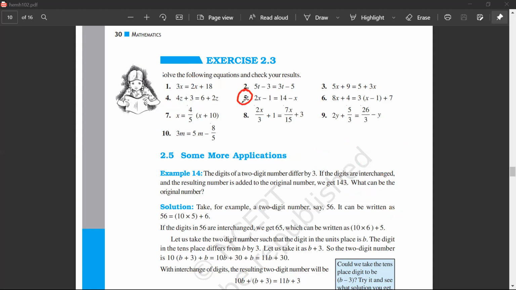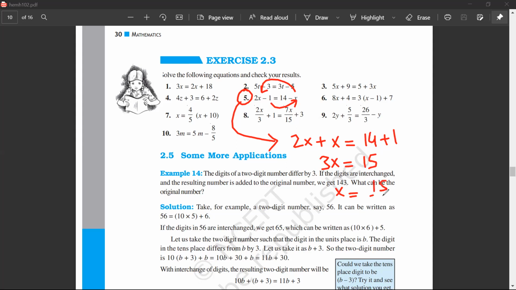Satya, question number 5. So 2x plus x is equal to 1 plus 14. Then 3x upon 3 is equal to 15 upon 3. So x is equal to 5. Sarthak, is the answer correct? Yes, sir.